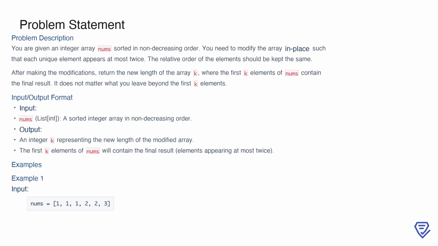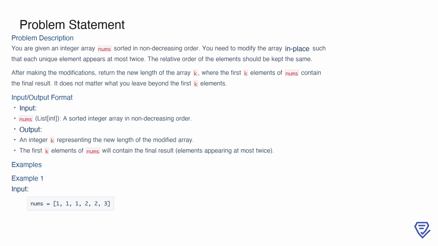Here, the problem asks us to work with an array nums that is already sorted in non-decreasing order. The goal is to modify this array in place so that each unique element appears at most twice, while maintaining the relative order of the elements. After performing these modifications, we need to return the new length of the array, denoted by k.